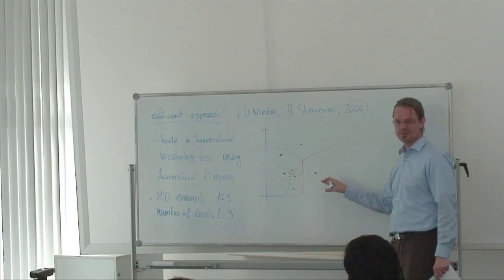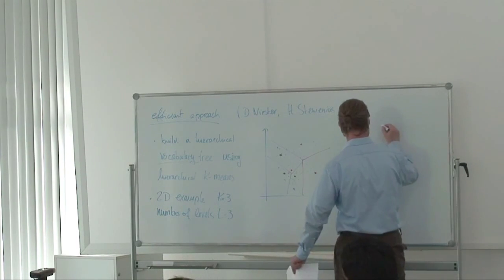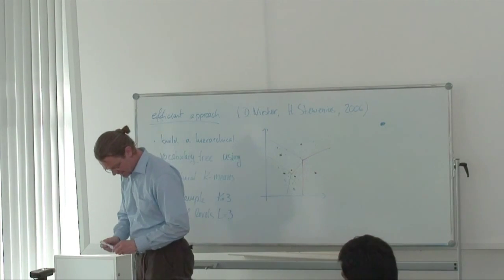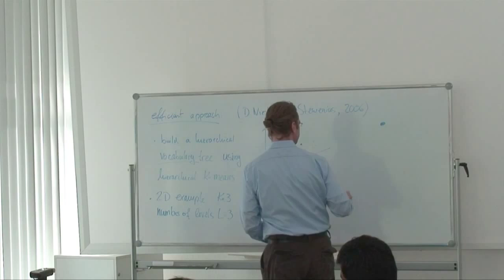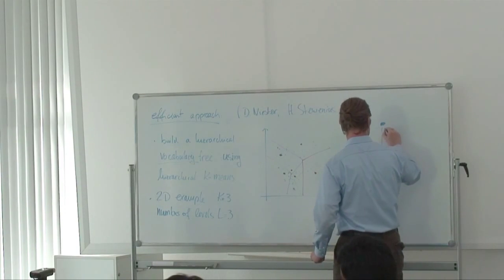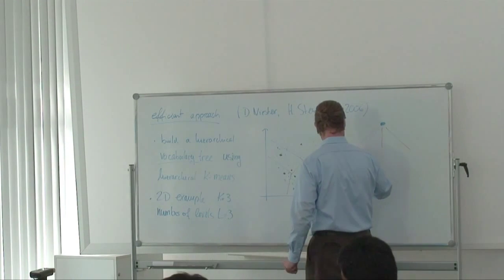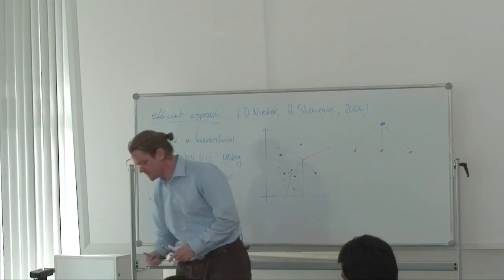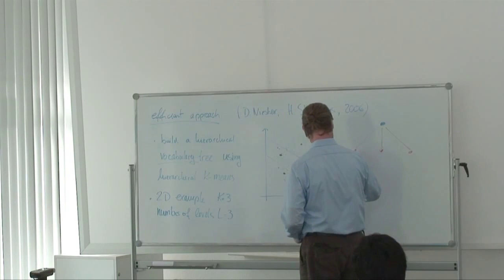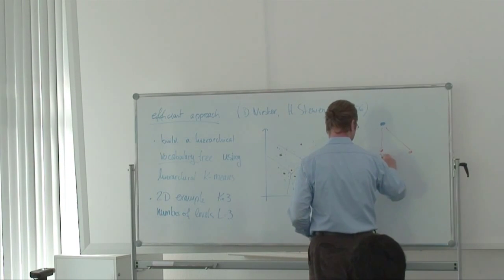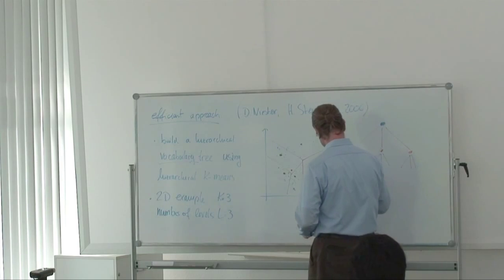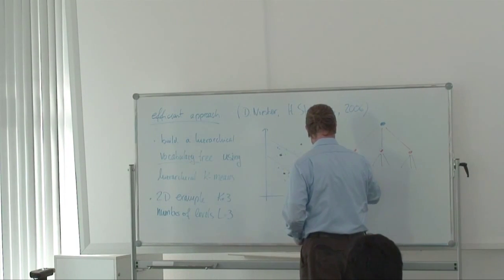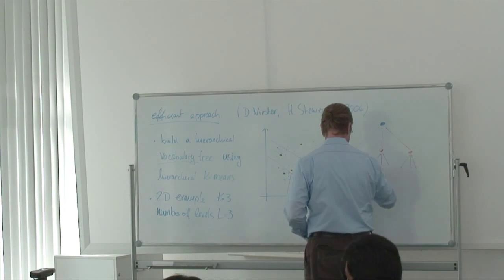So this creates a tree, right? Let me draw this tree. This is the root, and then we have in our example 3 successors. And for each of these successors, we have 3 successors. And for each of these 3 successors, we have 3 successors.